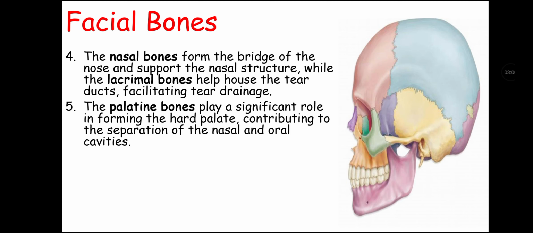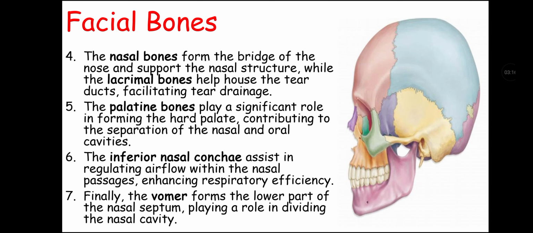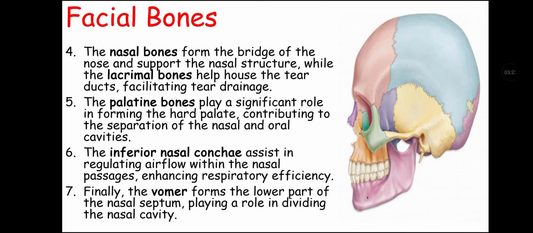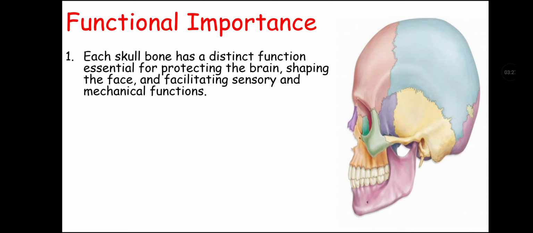Next we have the palatine bone that plays a significant role in forming the hard palate and contributing to the separation of the nasal and oral cavities. Next we have the inferior nasal conchae that assist in regulating airflow within the nasal passages, thus enhancing respiratory efficiency. And finally we have the vomer, that forms the lower part of the nasal septum, playing a role in dividing the nasal cavity. Now let's talk about the functional importance of these bones.